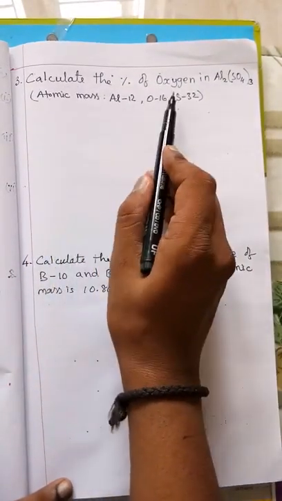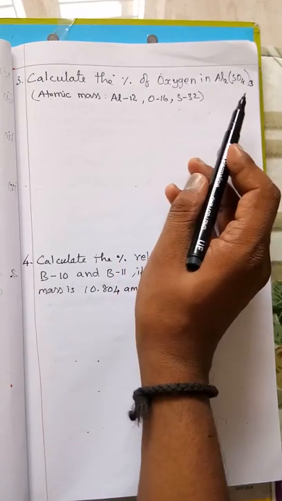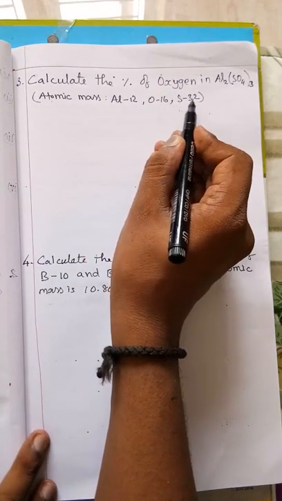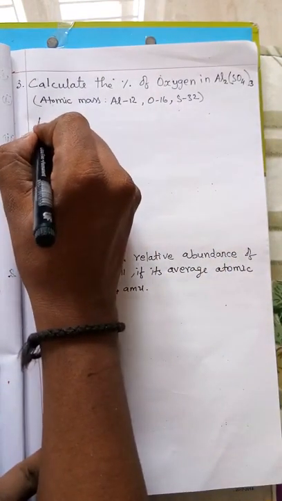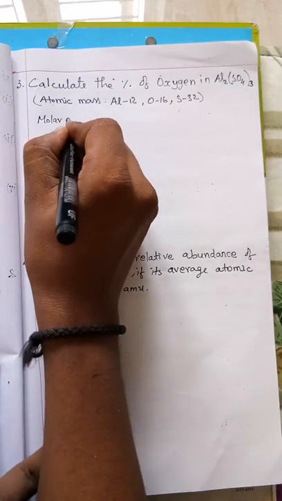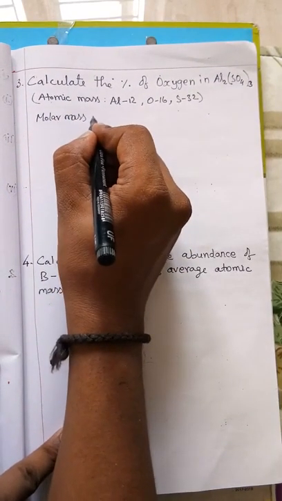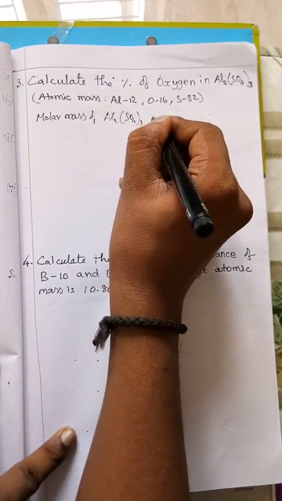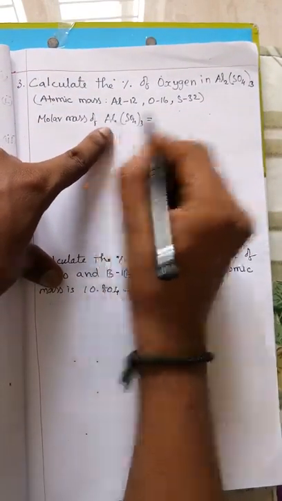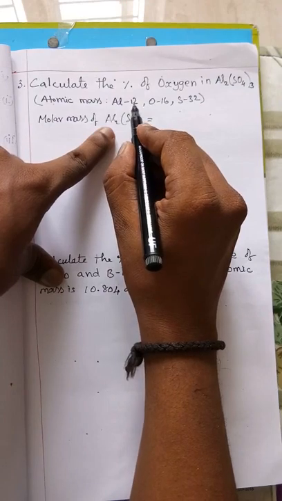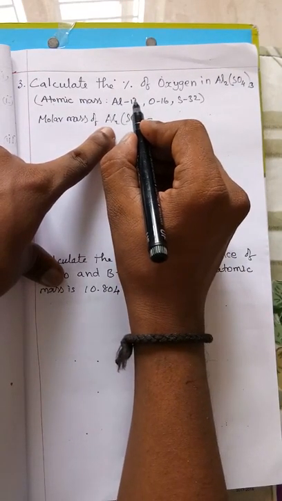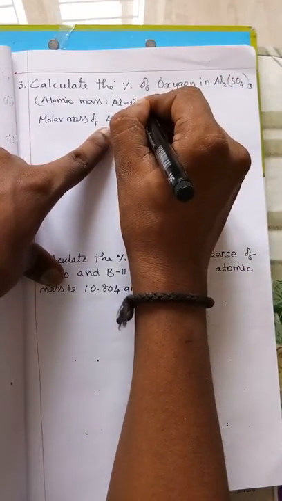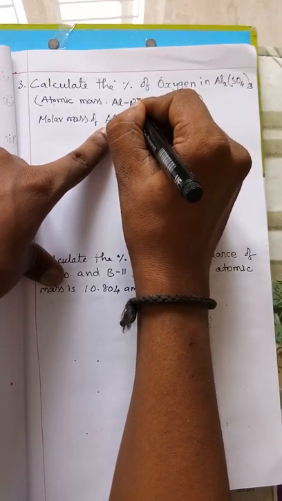Next question. Calculate the percentage of oxygen in aluminum sulfate. Here the given values are oxygen 16 and sulfur 32. Now we want to find it. So first you find the molar mass of aluminum sulfate, Al2(SO4)3. The aluminum value is 27, not 12, 27.